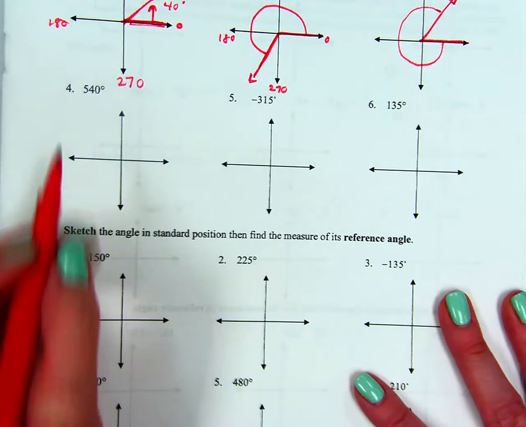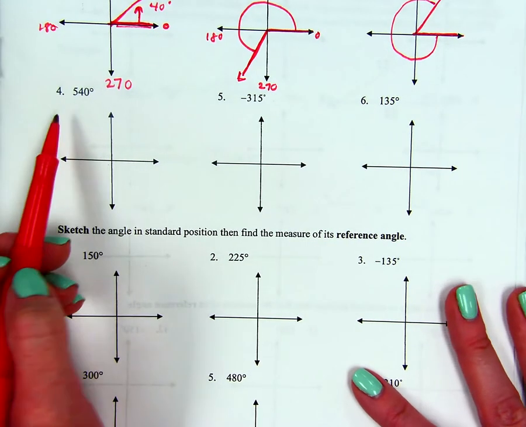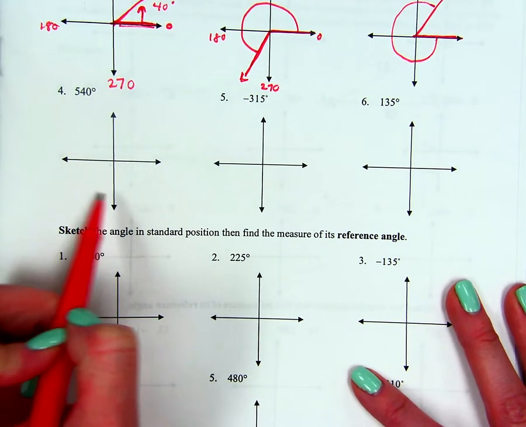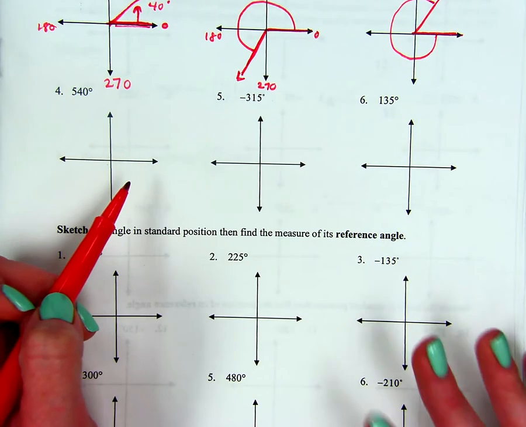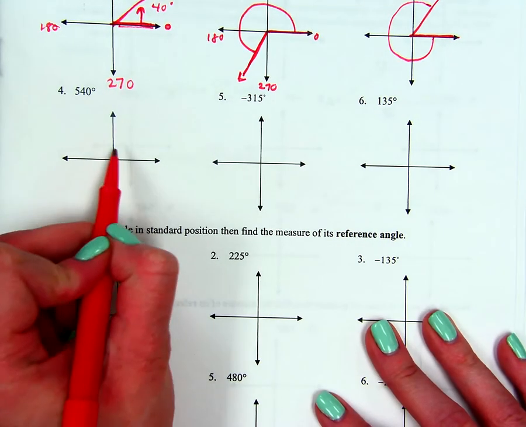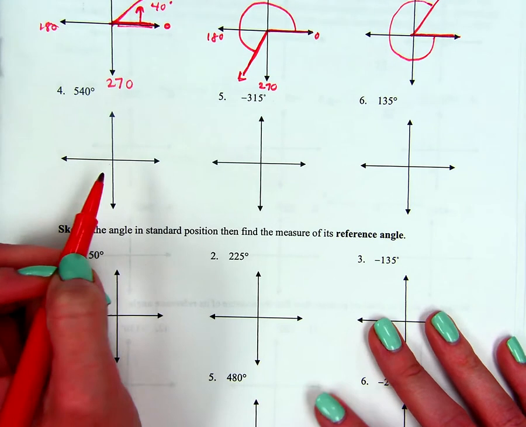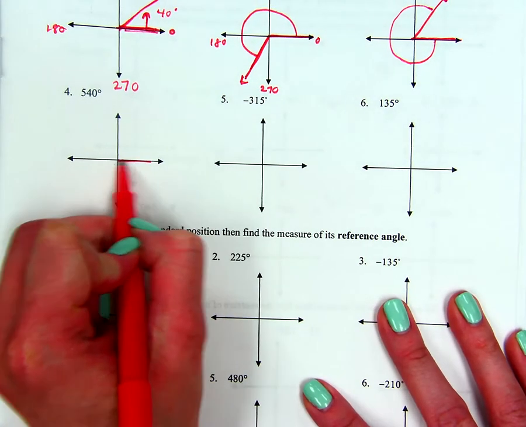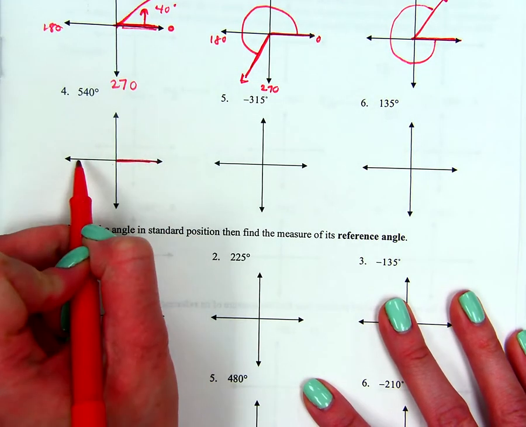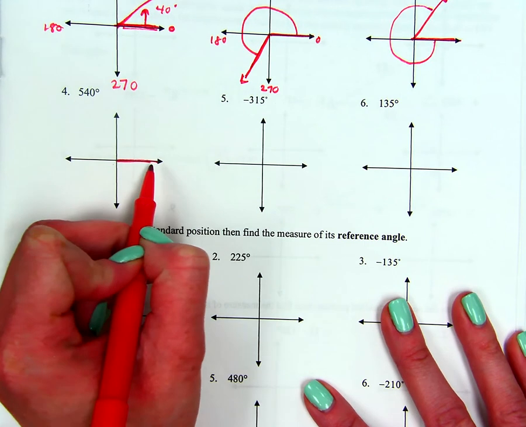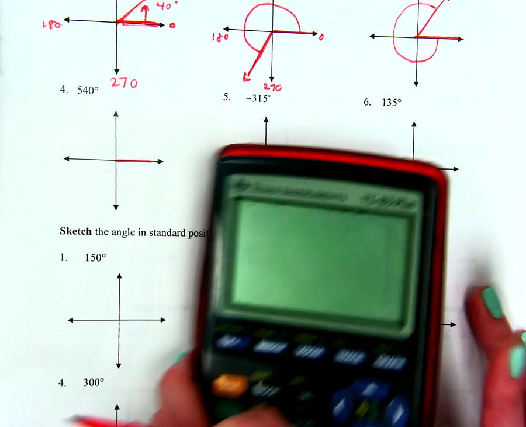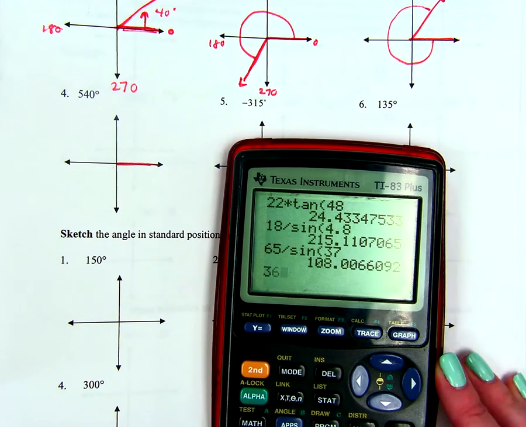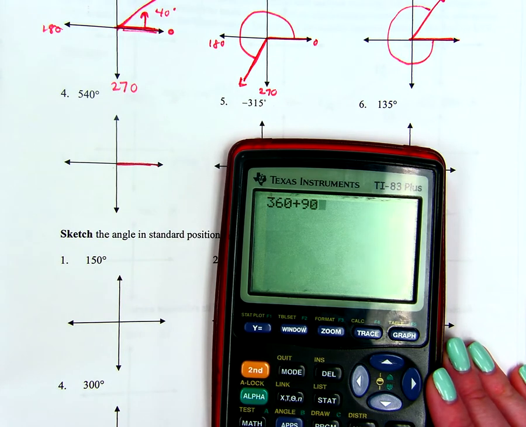So 4 looks a little bit different. 4 is 540, so it's more than one full rotation around. So all you need to do for that is continue to draw your circle. It'll look kind of like a little snail or a cinnamon roll, however you want to call it. So again, 90, 180, 270, 360, and then if you don't know, bust out your calculator, and you have 360 plus 90, so that's going to be 450.